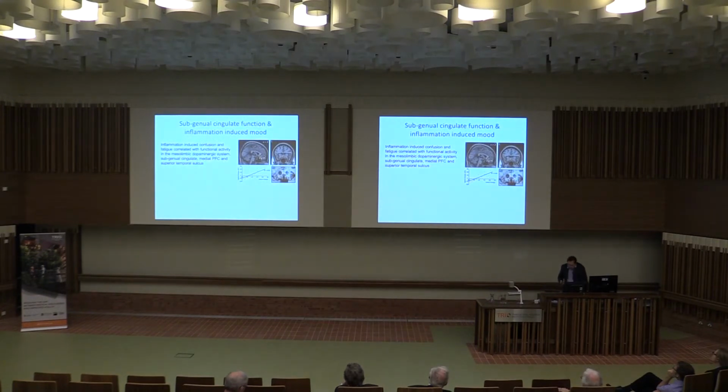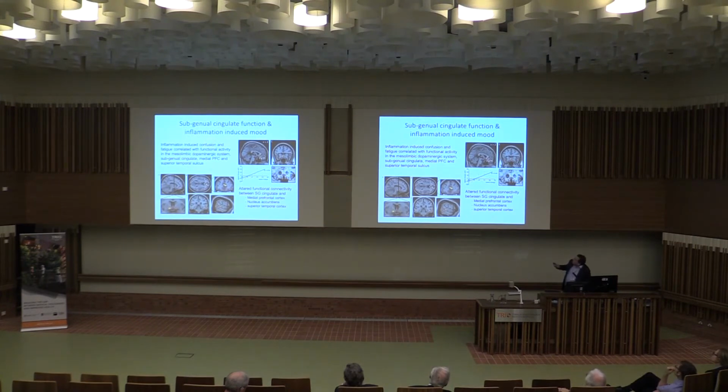By correlating these subjective changes with neural activity, we were able to identify changes in the mesolimbic dopamine system, the subgenual cingulate, the medial prefrontal cortex, and the temporal sulcus. The subgenual cingulate appears particularly important here.